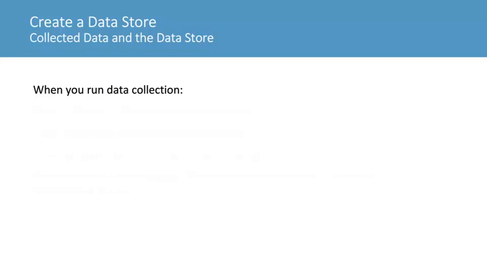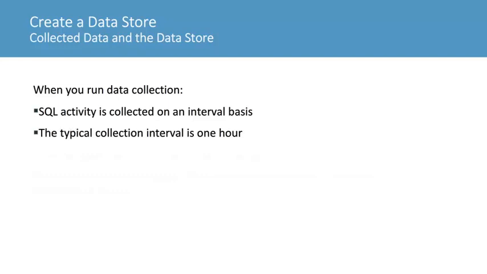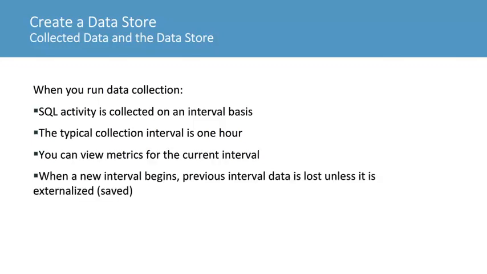When you run data collection with CA Detector, SQL activity on the subsystem is collected on an interval basis. A typical collection interval is 1 hour. You can view metrics for the current interval. However, when the interval completes and a new interval begins, data from the previous interval is lost unless you externalize the data. In this section, we'll create a data store for the data that we will externalize.